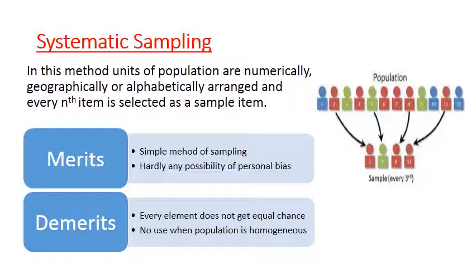Here the first element is 2, then every third element is selected for the sample. After 2, 5 will come, then it will be 8, and then it will be 11.